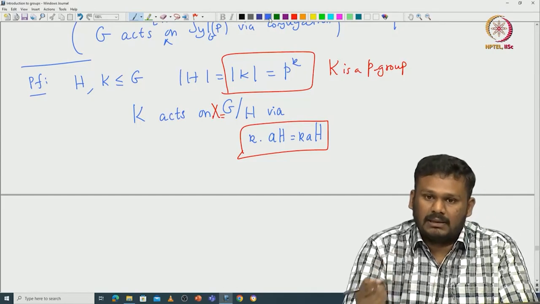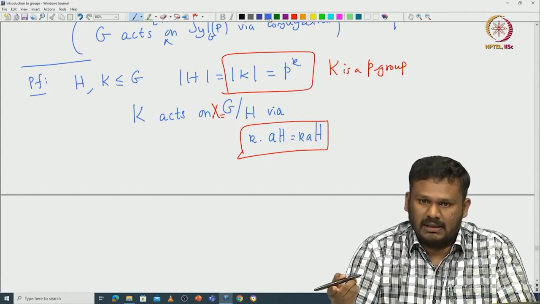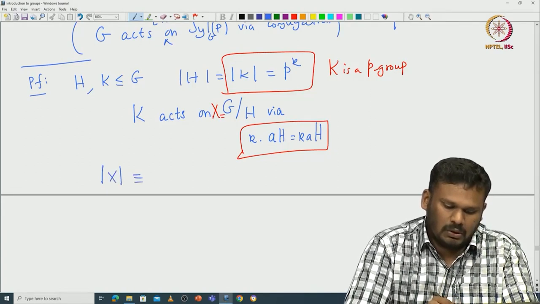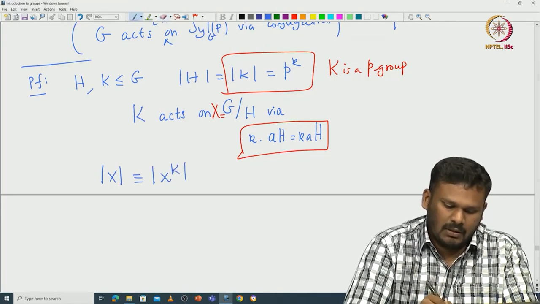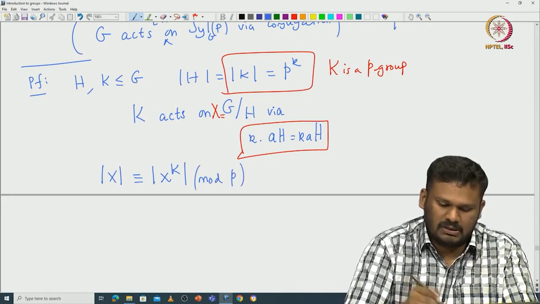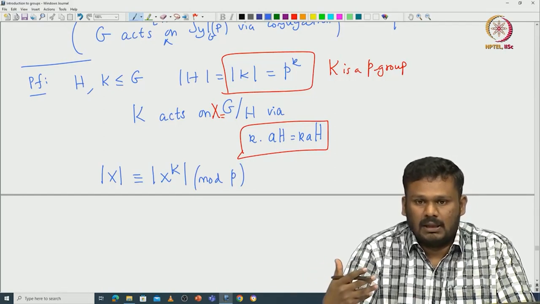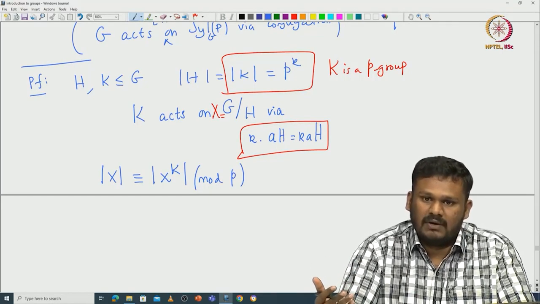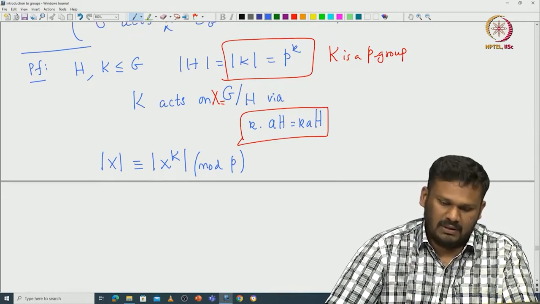If you write that class equation, or that orbit decomposition of this X, then we saw that the cardinality of X is going to be congruent to the cardinality of X power K, because K is the group that is acting, modulo the prime p. This is something we have already proved for p groups. If a p group acts on some set capital X, then the cardinality of X is congruent to the cardinality of the fixed points of X under the group action modulo the prime P. So that is what we have already.